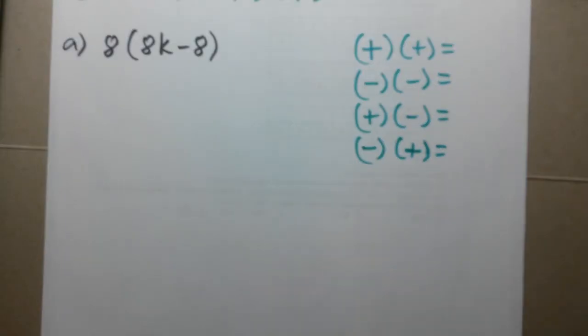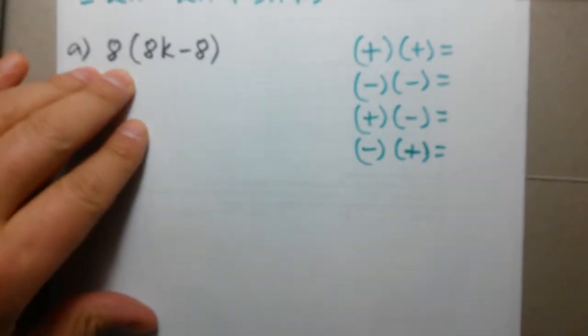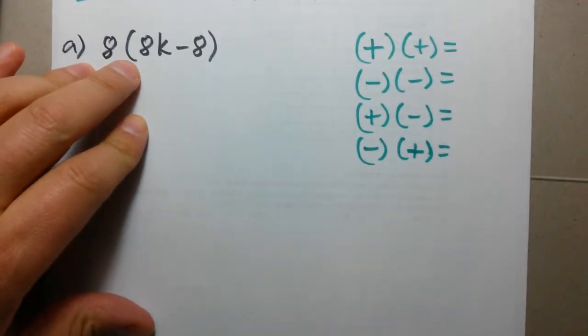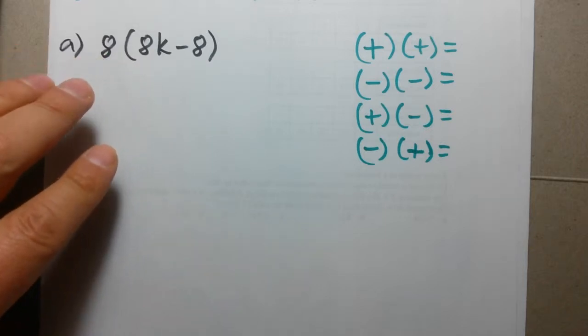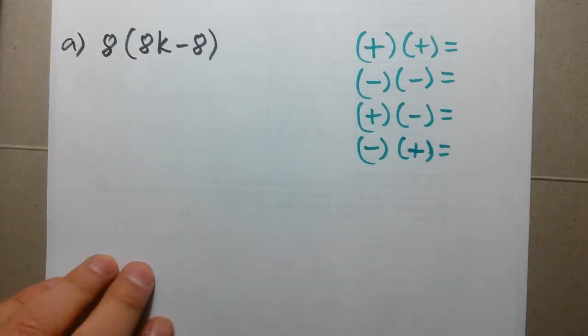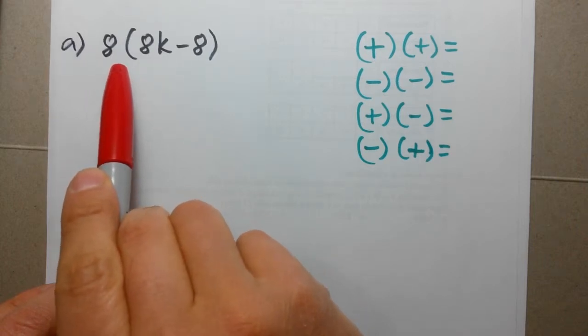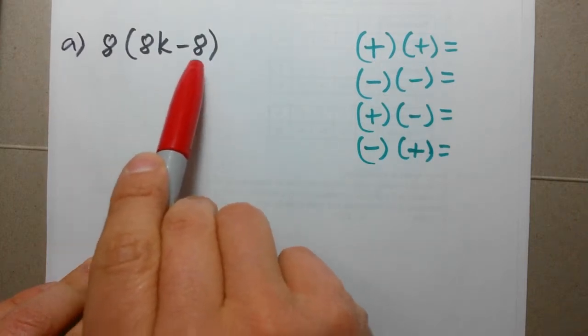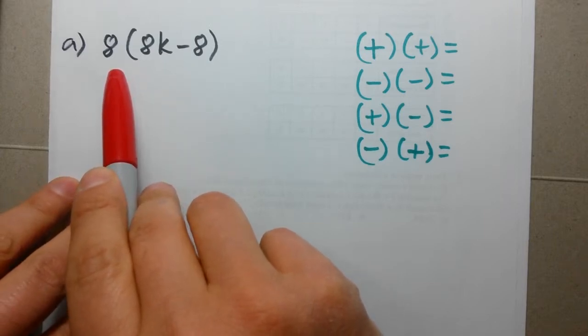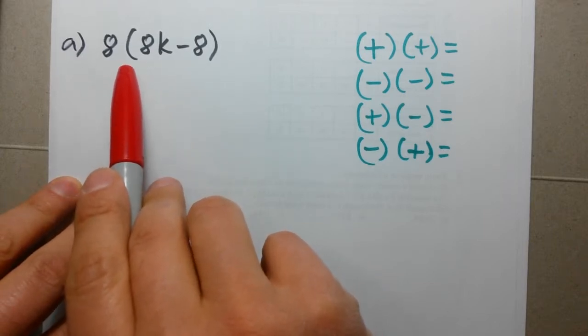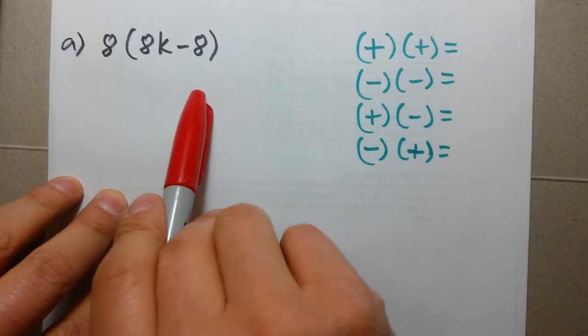Let's look at some examples of multiplying polynomials. So here we have the expression 8 times, open brackets, 8k minus 8, close brackets. So strictly speaking, we're really multiplying a monomial, the 8 here, times a polynomial, or specifically a binomial. In other words, we're multiplying a monomial, an expression that has one term, times an expression that has many terms. In this case, it has two.